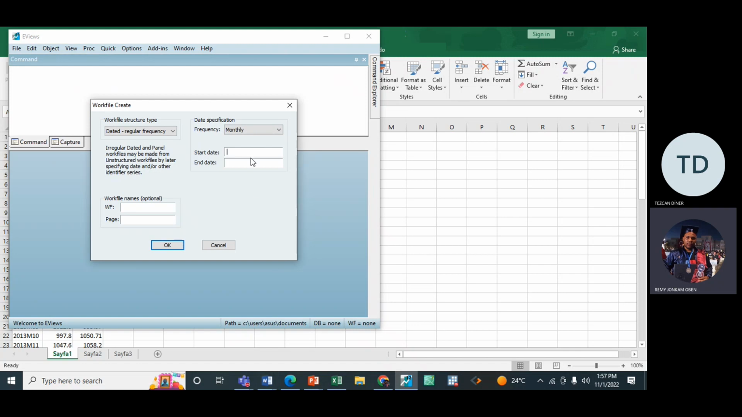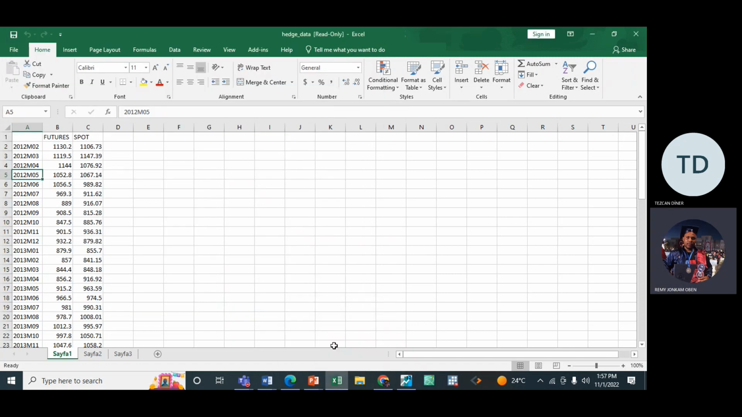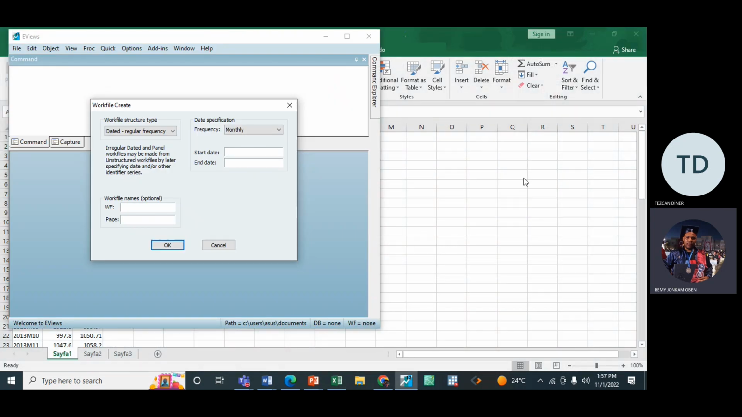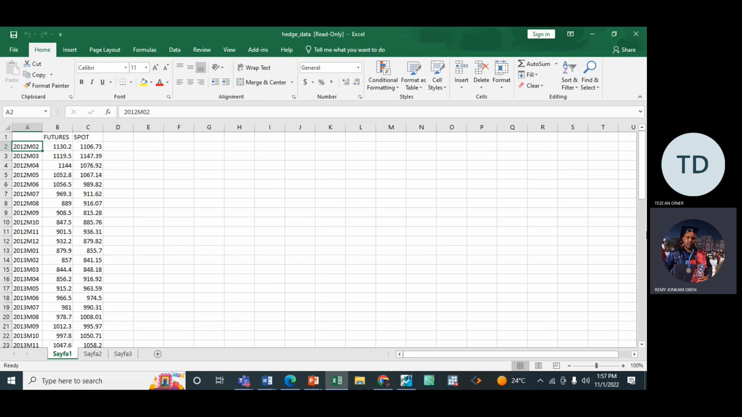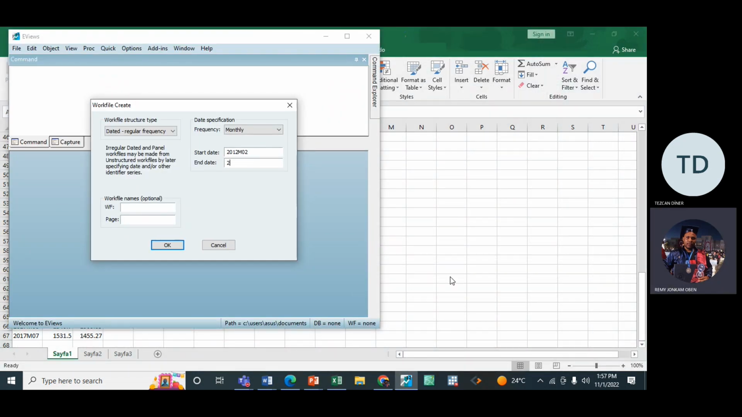Now, what is the start date? I go back to Excel. The start date is 2012 M02. So I go back to EViews. All right, 2012 capital M02. And what is the end date? 2017 M07. Okay. 2017 M07. Fine. I just click OK.